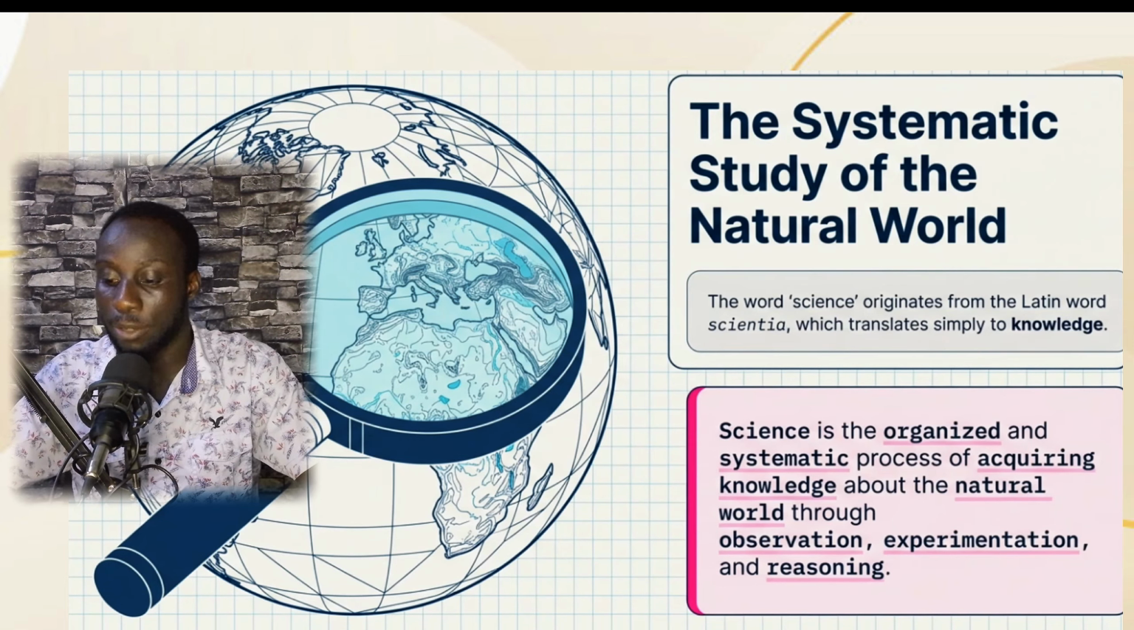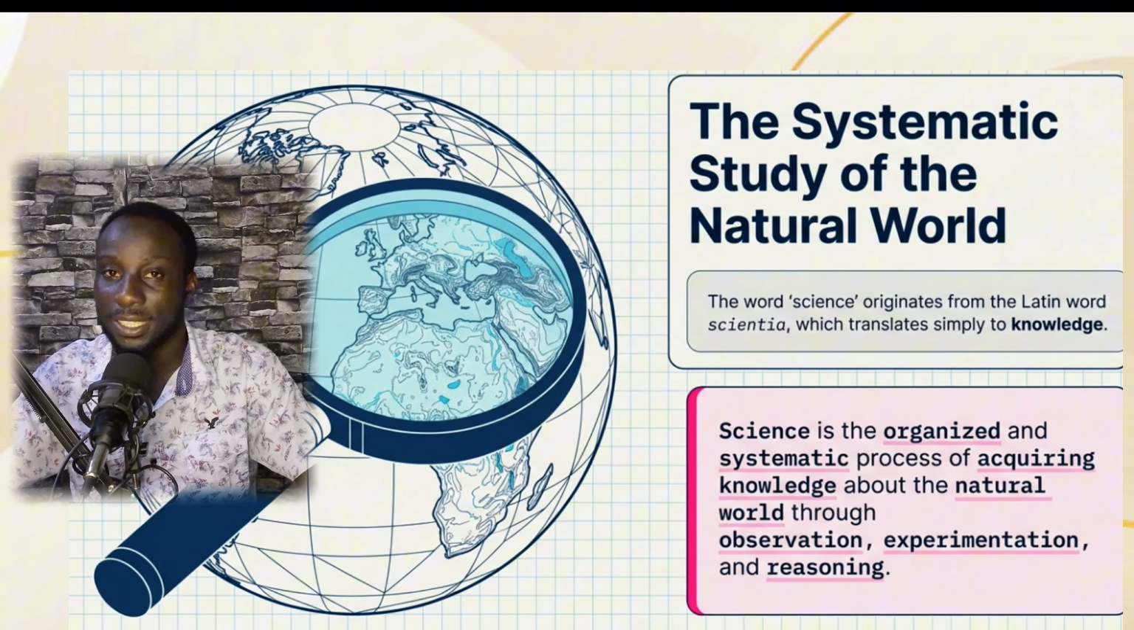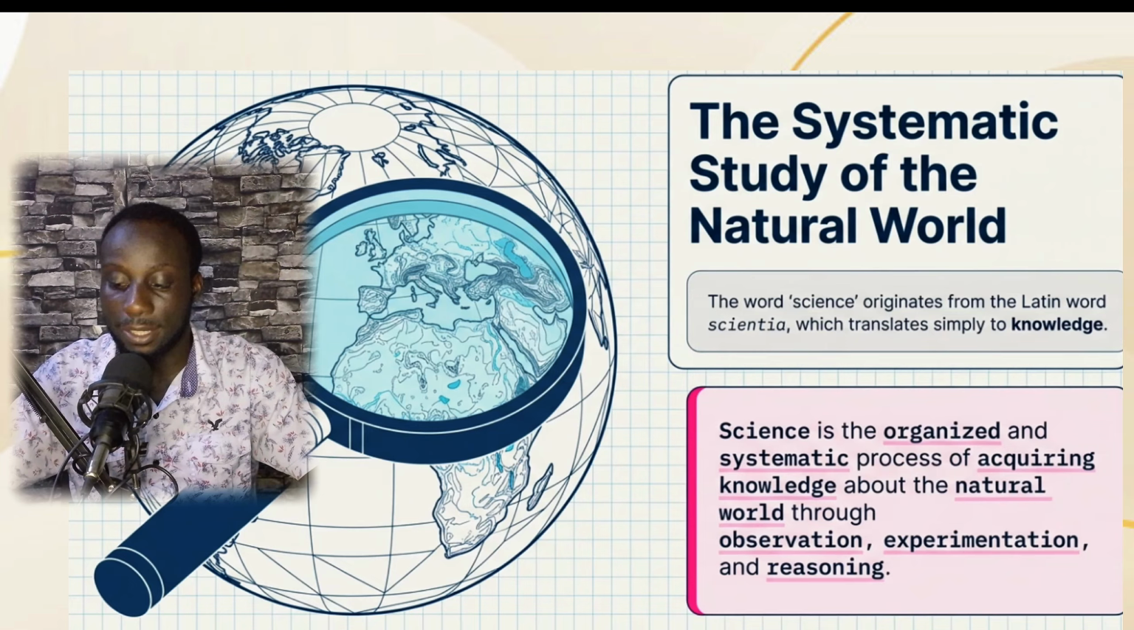When we say science, the word science originates from the Latin word scientia, which translates simply to knowledge. So when we talk of science, it is simply knowledge. And what is science? Science is the organized and systematic process of acquiring knowledge about the natural world through observation, experimentation, and reasoning.